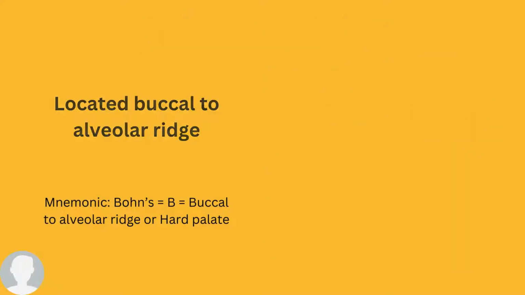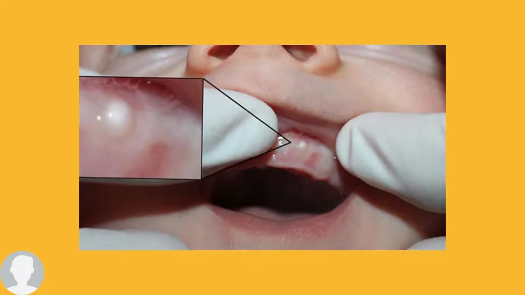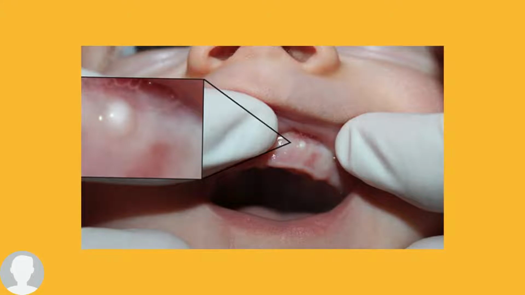Now, my question for you is this one: Epstein pearl or Bohn's nodules? That's right, it's Bohn's nodules because you can see it is located buccal to the alveolar ridge. It's not located at the junction between the hard and the soft palate, which is at the mid-palatine raphe. So the correct answer for this is Bohn's nodules.